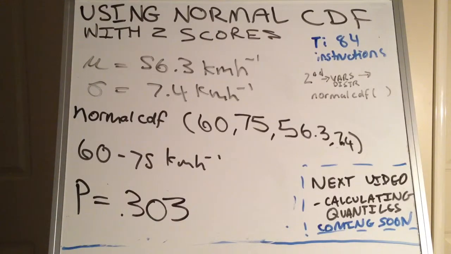And again, we could write a summary sentence. We could say the probability of a randomly selected car travelling between 60 and 75 kilometres per hour would be that. Again, a summary sentence generally does help with contextual problems. It makes things a lot clearer and nicer, and it shows that you understand the problem. So we could write that out, but for time purposes, I'm going to keep it nice and simple.